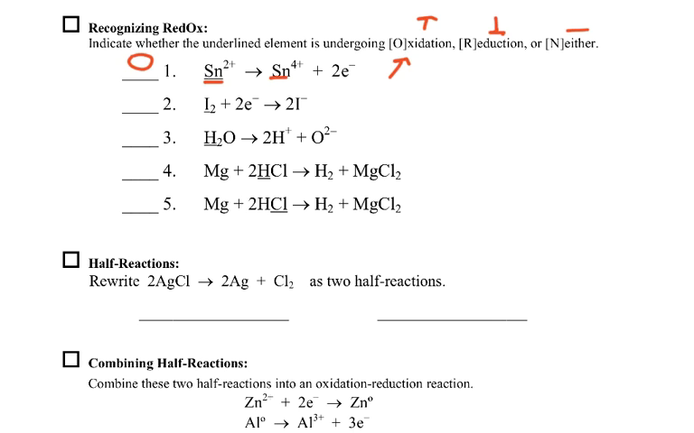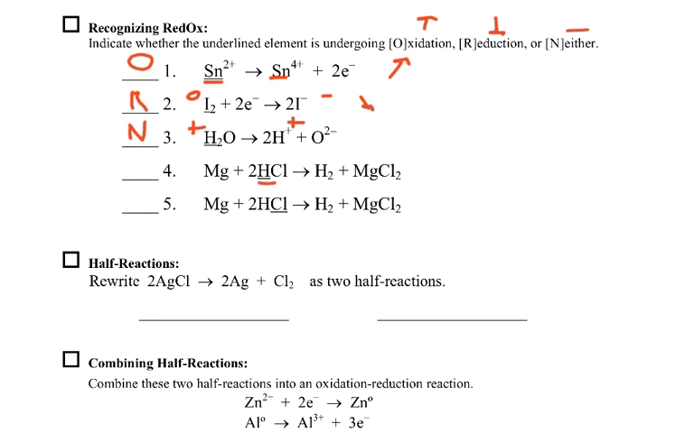So here's I2 changing to I−. So you have to know that I2 means that we have neutral iodines, and this one is -1. So it's going from 0 to -1. That's going down, so that's reduction. Here's H2O. In a compound, H is +. And here's another H that is +. So it's + and +, so this one's neither.